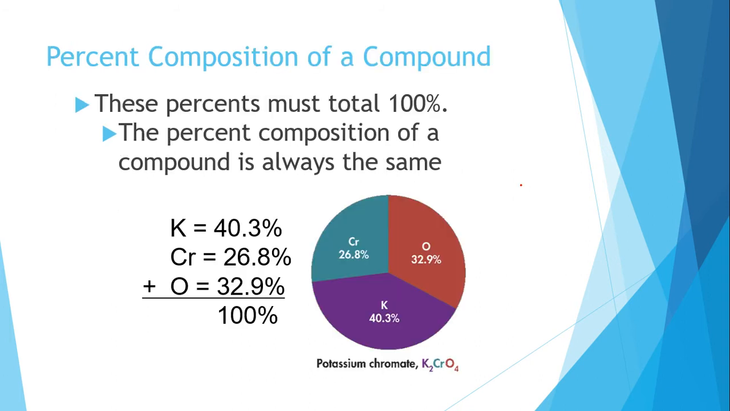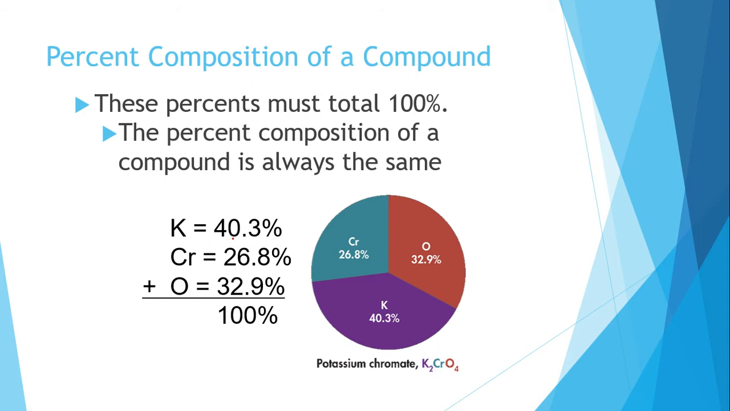We're going to look at the example of potassium chromate. Its formula is K2CrO4. So we know that it's made up of potassium, chromium, and oxygen. Some people make the wrong assumptions and they see that oxygen has the biggest subscript, so it should have the biggest percent composition. But remember, this is percent by mass.